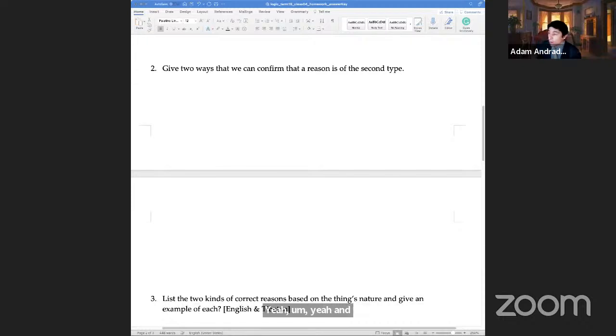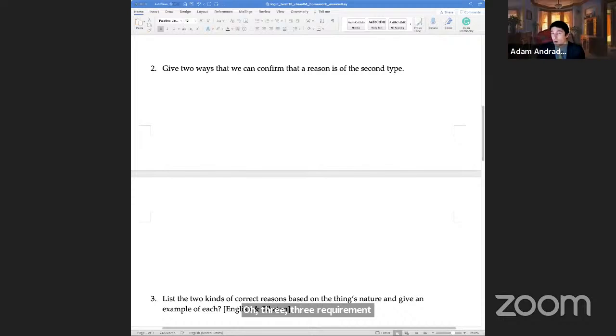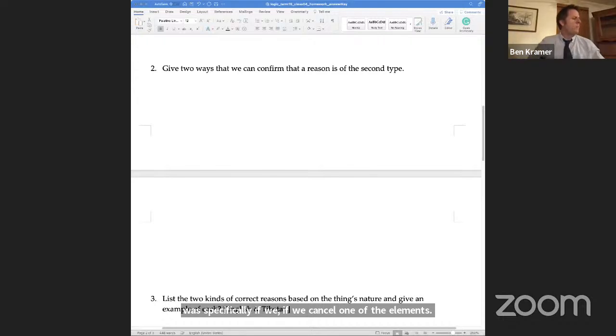so when we were covering it in the text, we went through a test on how to recognize whether something was a member of a set or not. Three requirements, I think. Yeah, there were three requirements. One of them was specifically if we cancel one of the elements, does it affect the other one? Yeah, okay.